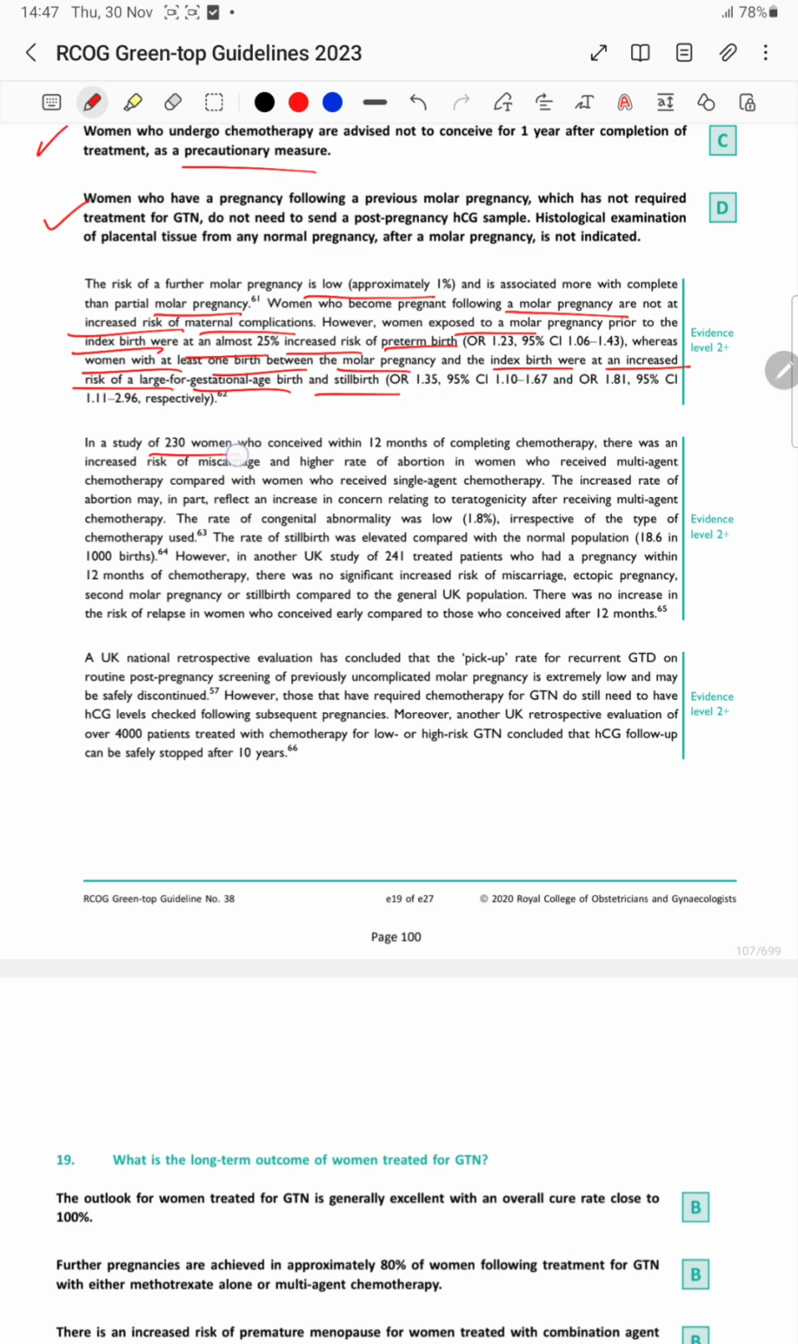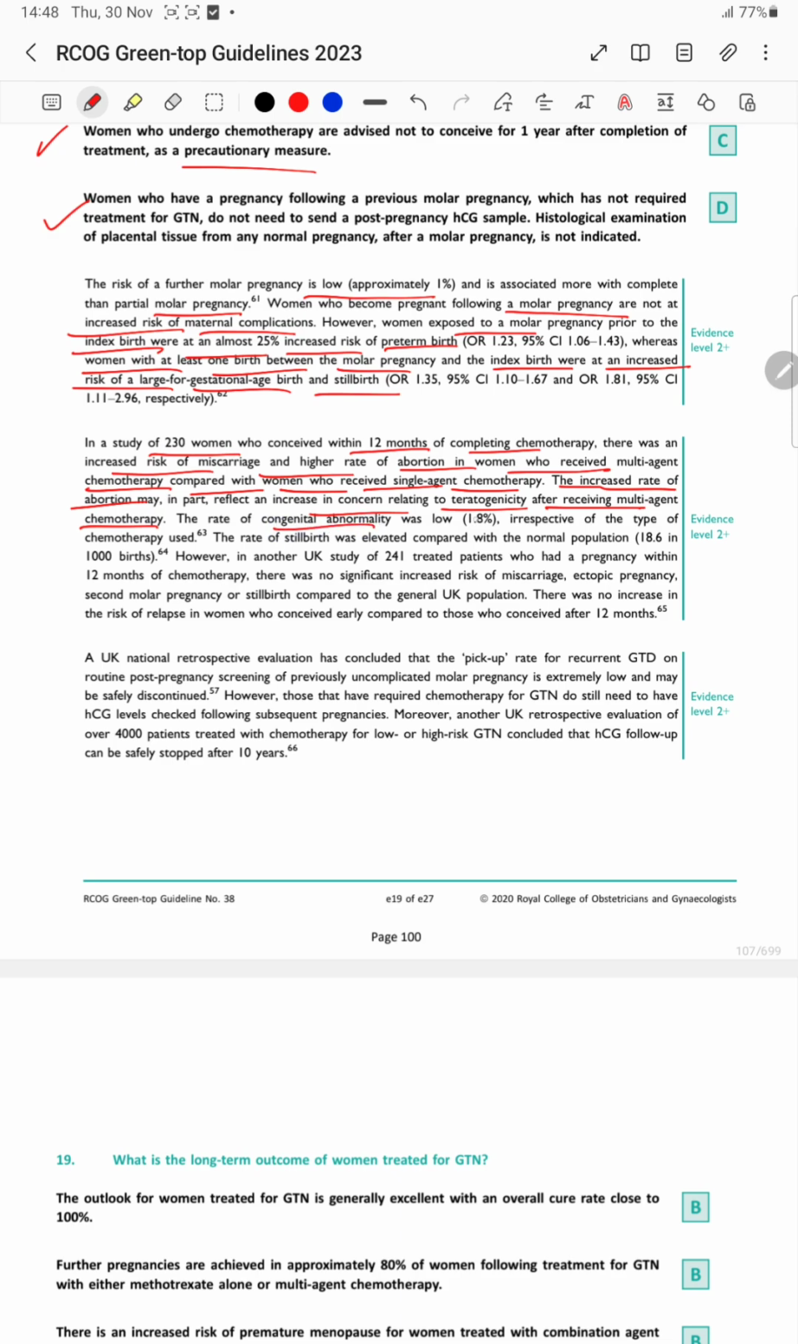In a study of 230 women who conceived within 12 months of completing chemotherapy, there was an increased risk of miscarriage and a higher rate of abortion in the women who received multi-agent chemotherapy compared with the women who received single agent chemotherapy. The increased risk of abortion may in part reflect an increase in concern relating to heterogeneity after receiving multi-agent chemotherapy.